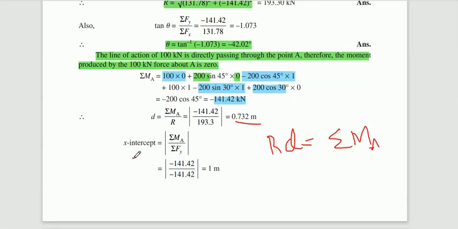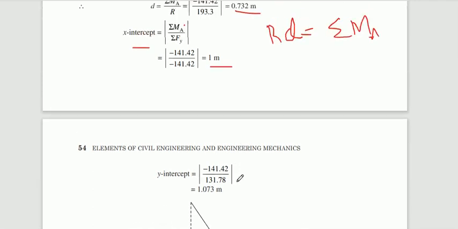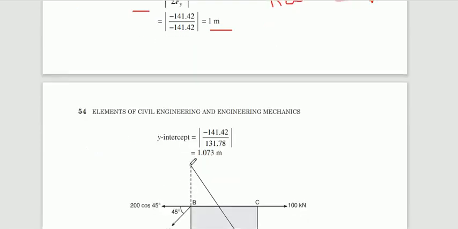Similarly, for the x-intercept, the summation of moment divided by summation of Fy, you will obtain the answer 1 meter. The summation of moment divided by summation of Fx will give you the y-intercept, that is 1.037. So 1.037 is the y-intercept and 1 meter is the x-intercept.